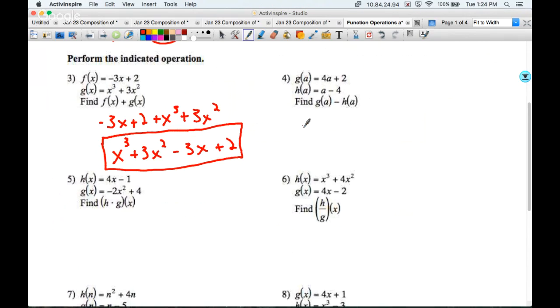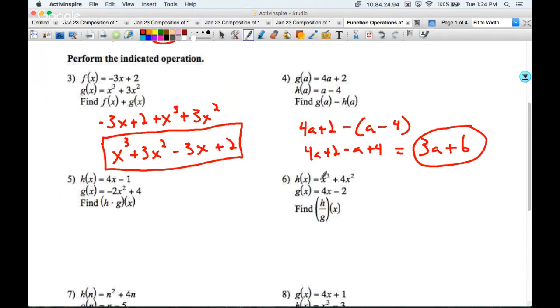Here we're subtracting the 2, so 4a plus 2 minus, then I'm going to put this in parentheses, a minus 4, because that is the expression that represents h of a. This is going to become 4a plus 2 minus a plus 4, which is equal to 3a plus 6. Our final answer there.